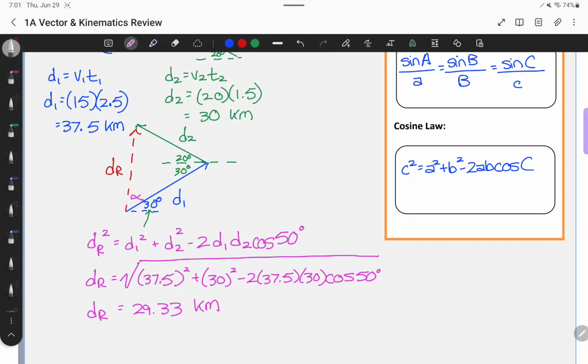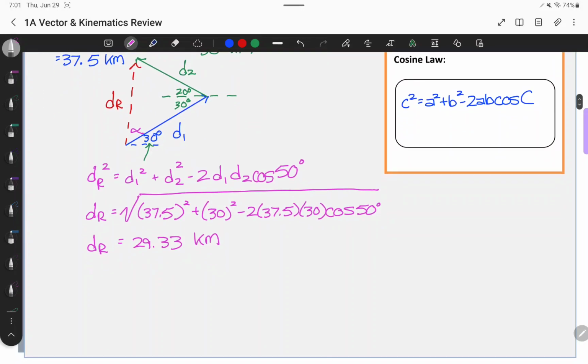I'll call that alpha for now. I need to find that so I can eventually find the direction of dr. And to calculate, I want to use as many decimals as possible. So again, either leave it in your calculator or keep extra decimal places. Now to find that angle, I can use sine law. So I can say that sine alpha, the angle I'm trying to find, over the side across from it, which is D2, is going to be equal to the only angle I know, sine 50 degrees, over dr.